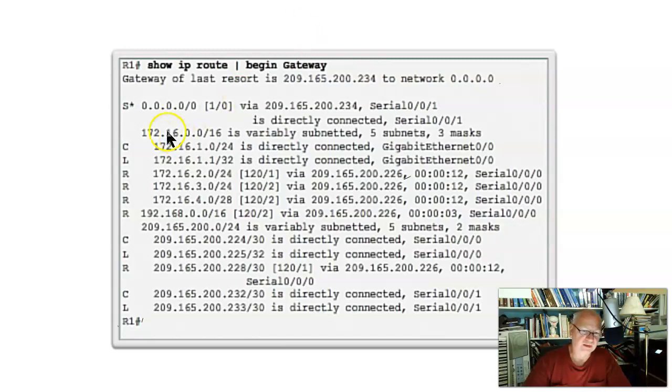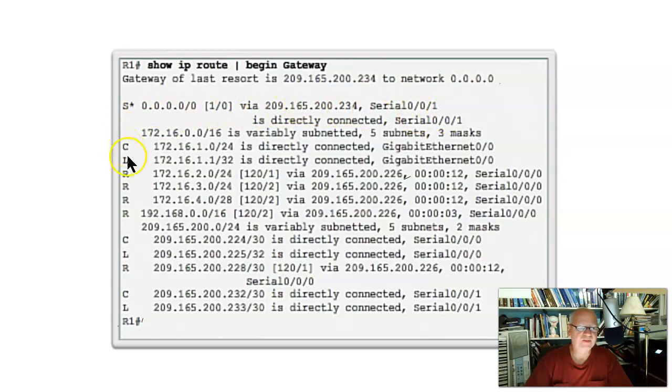And this letter that you see over here on the left is the key to how it was put in there. This S means that it's a static route. And what that means is that an administrator actually manually typed in this route. So an administrator in this case said, I want the gateway of last resort to be this route.